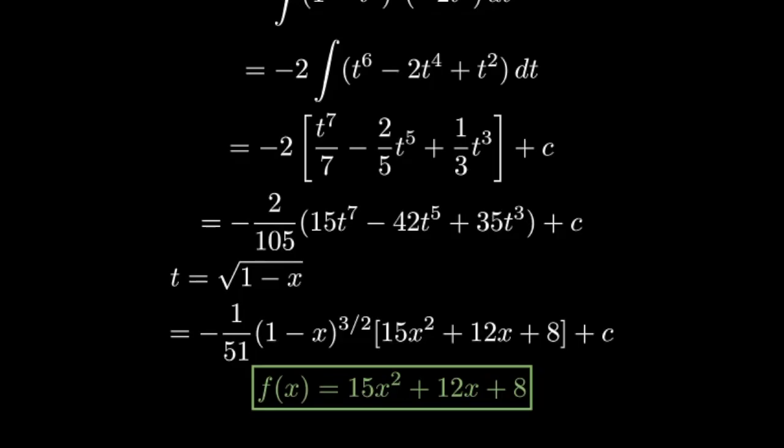Therefore, f of x equals 15x squared plus 12x plus 8. And the correct answer is option A.